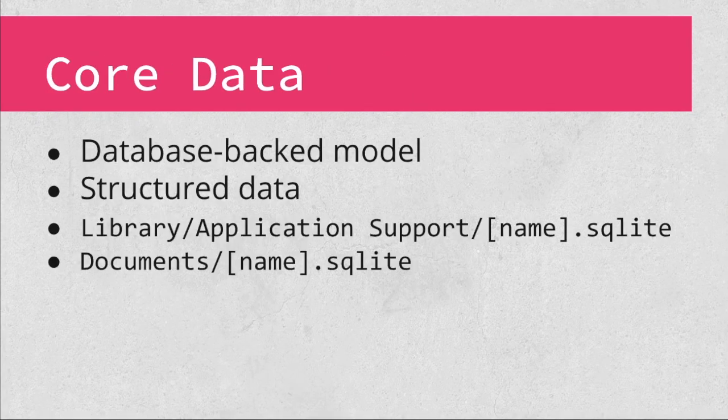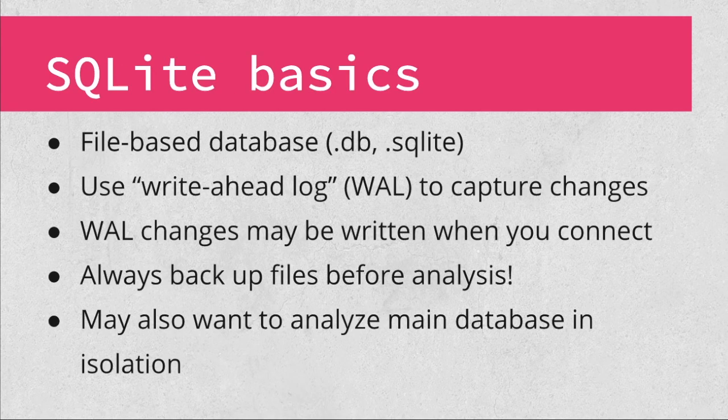For data that is complex but still structured, core data offers a database-backed model for storage. You'll typically see core data files in the application support or documents folders. The database used by core data is called SQLite. SQLite is fairly common on mobile platforms because the database is self-contained in a single file and easily portable. Most of the time, SQLite files will have a .db extension, but core data uses .SQLite.